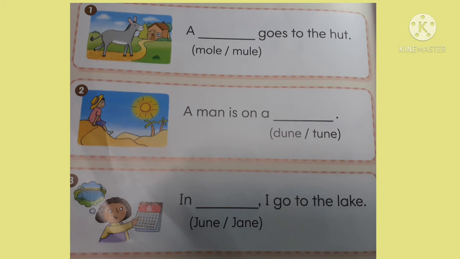On the bottom part of page 72, read, circle, and write. Number 1, a mule goes to the hut. A mule goes to the hut. Number 2, a man is on a dune. A man is on a dune. Number 3, in June I go to the lake. In June I go to the lake.